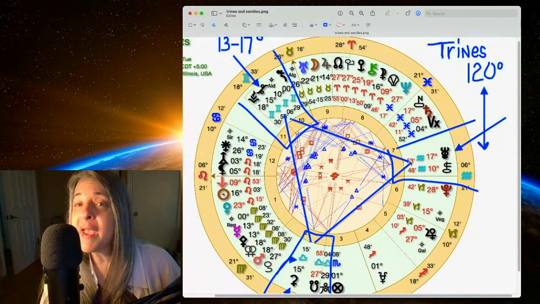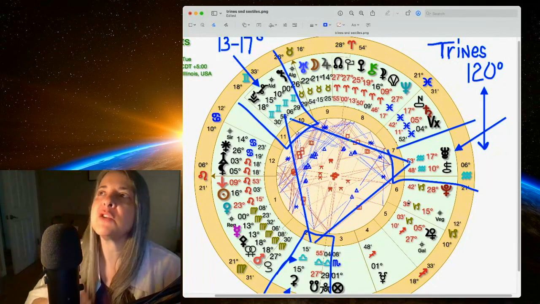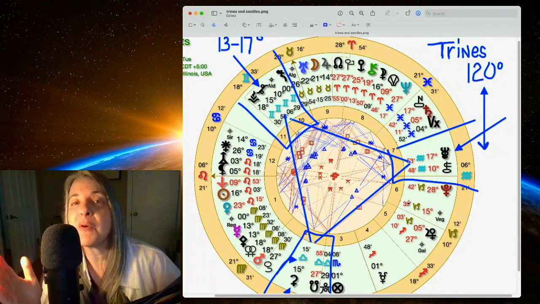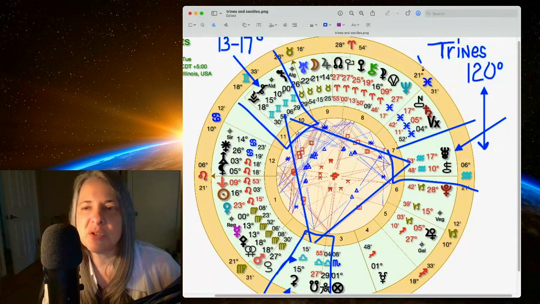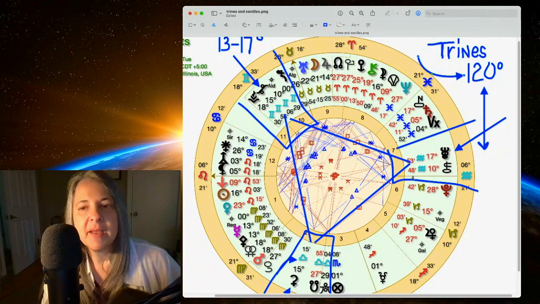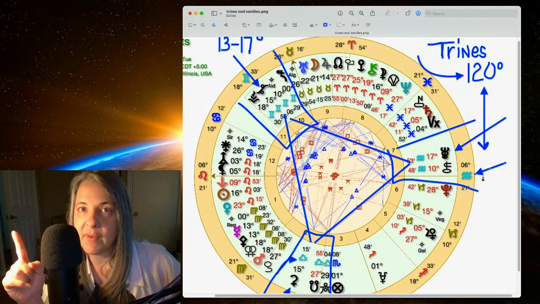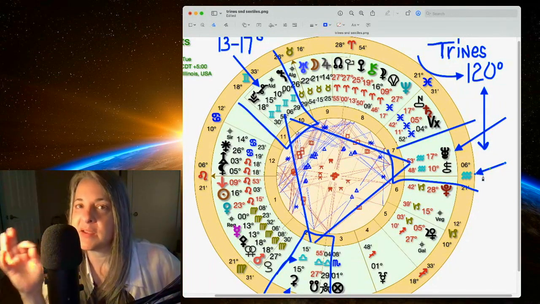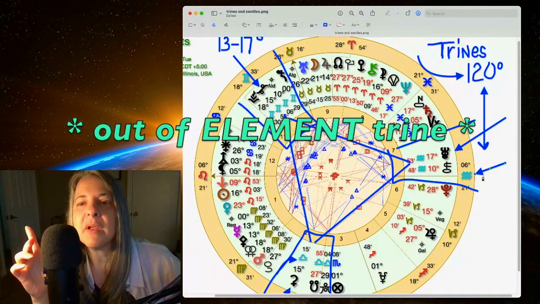The slow way, and I don't mean to say it in a way like don't do it, because it is important. We're going to get into why it's important to understand the degrees, because there will be times when you can still have a trine, but it won't be in the same element. It's going to break the first rule. It's called an out of sign trine. How can that be?